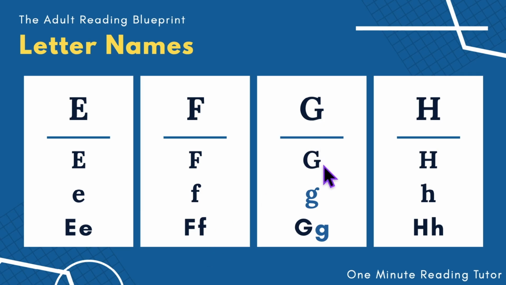G, capital G, lowercase g, G. In books, lowercase g usually looks like this. In some fonts, it looks like this. H, capital H, lowercase h, H.